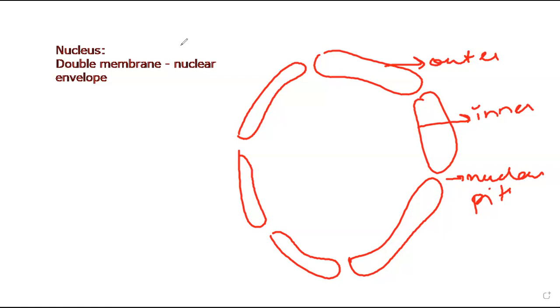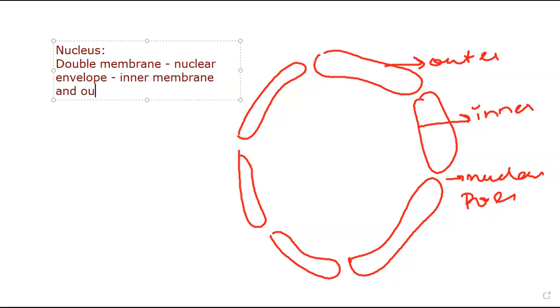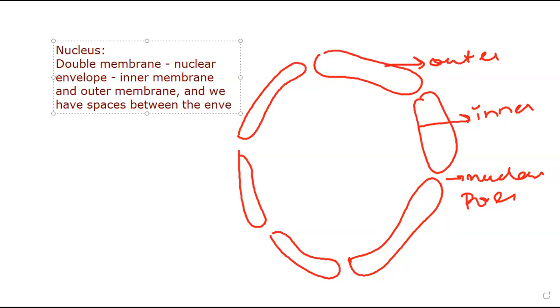Actually, they are not exactly pits, we call them nuclear pores. That is a better term. Use the term nuclear pores. So we have the nuclear envelope, in which we have an inner membrane and an outer membrane, and we have openings between the envelope, which we call nuclear pores. And what is the function of nuclear pores? To allow exchange of material like messenger RNA to travel between the nucleus and the cytoplasm.